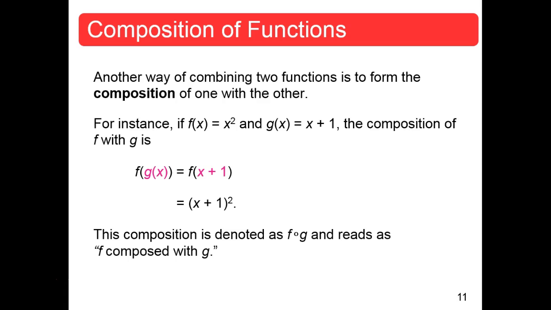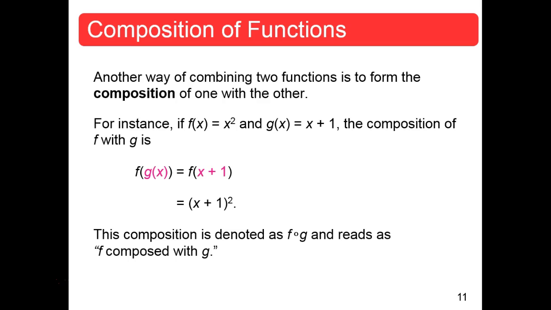So let's take, for example, f of x is equal to x squared, a nice squaring function, and g of x is x plus 1. Here's the definition. The composition of f with g is you do f of g of x. What does that mean? You start with the f, and then inside the parentheses, you put what g is. So it's f of x plus 1. Well, what does the f function tell you to do with what's inside the parentheses? Square it. So this time we square x plus 1, and you get x plus 1 squared. There's your composition of f with g.